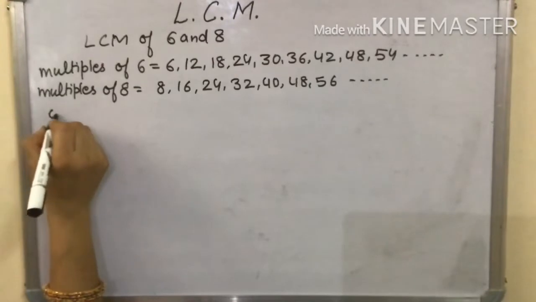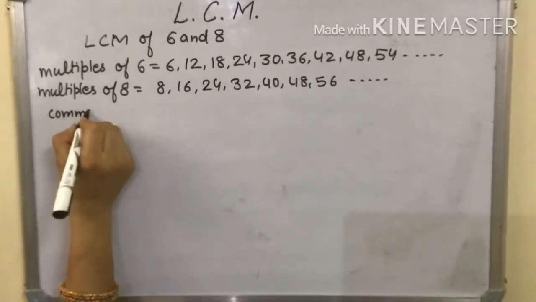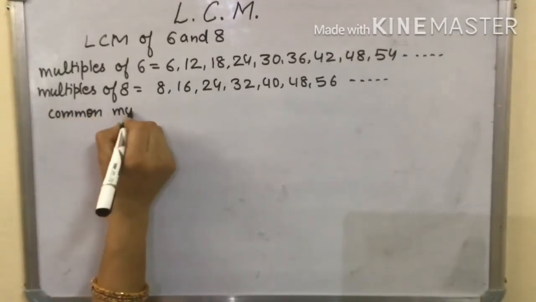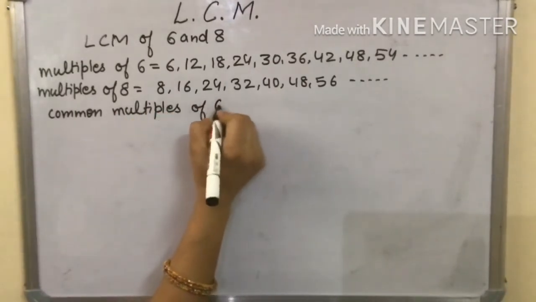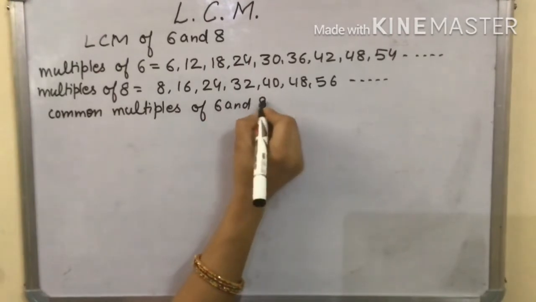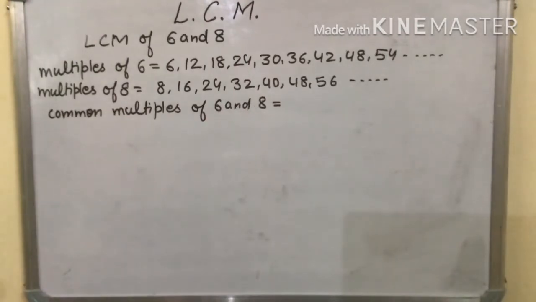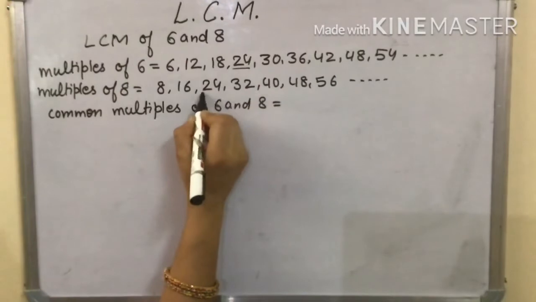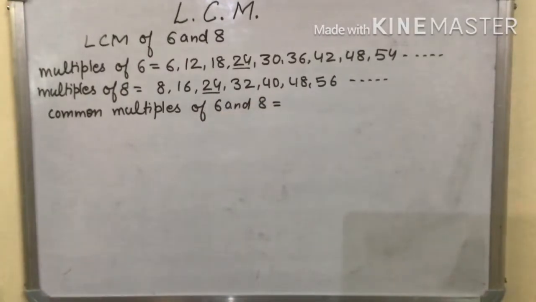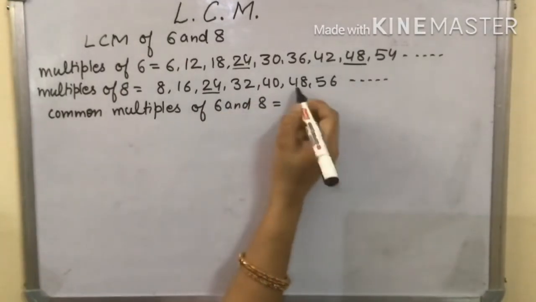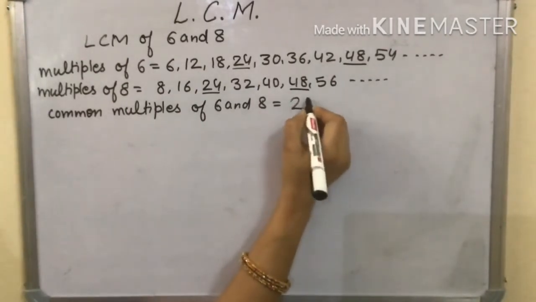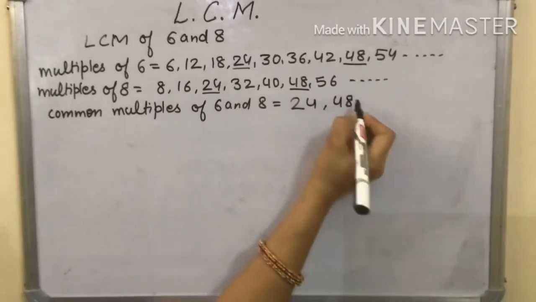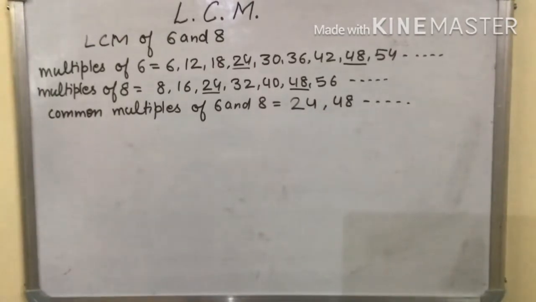Now we will select common multiples. Common multiples of 6 and 8. Here we see that 24 is the common multiple between 6 and 8. Also 48 is common multiple of 6 and 8. So we'll write here 24, 48 and so on. All these are the common multiples of 6 and 8.